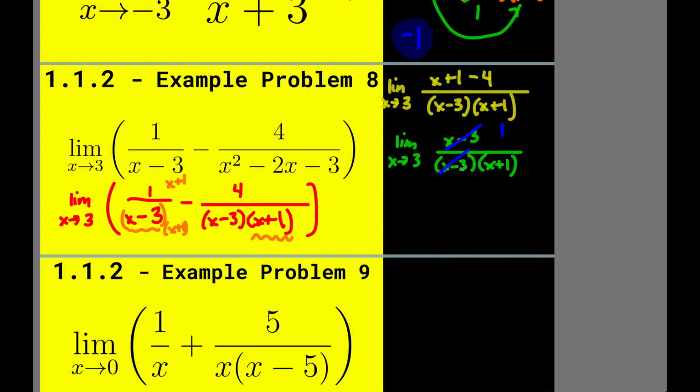So now you can just do direct substitution on that. You got rid of what's causing the division by 0, which is that x minus 3. Do direct substitution, and you end up with 1 over 4 for the final answer.